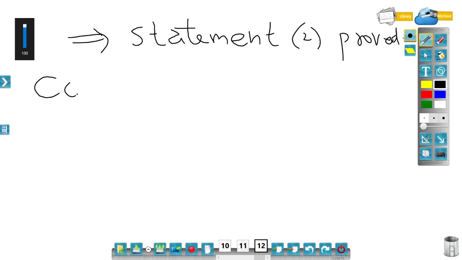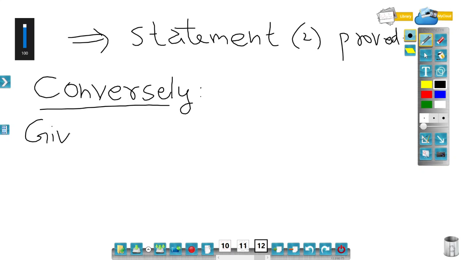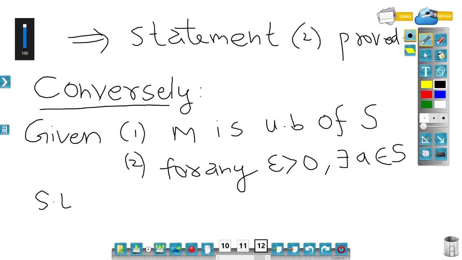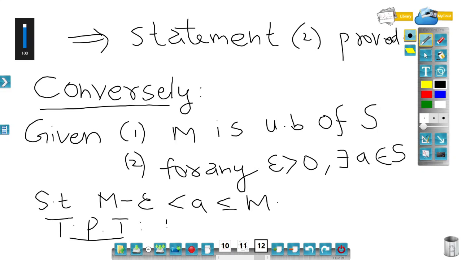Now let's go to the converse part. Conversely, it is given that number 1, M is an upper bound of S. Second, for any epsilon greater than 0, there exists A belonging to S such that M minus epsilon is less than A, which is less than or equal to M. What I have to prove is that M is equal to the supremum of S.